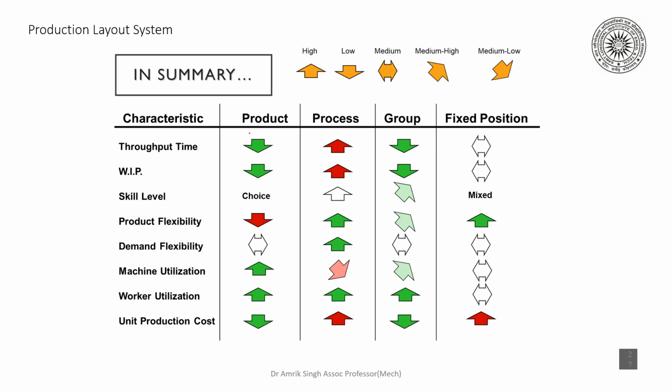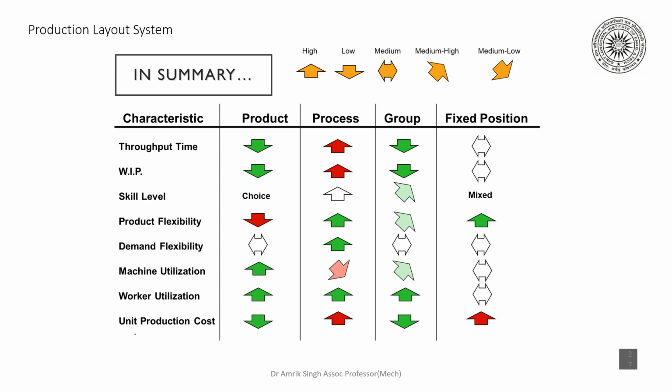Machine utilization. So you see in the product line it is very high. It is, you can say, medium to low. It is medium to high, and it is medium. Utilization of workers, in this it is very high. In this it is very high. So in this it is very high, and it is medium.